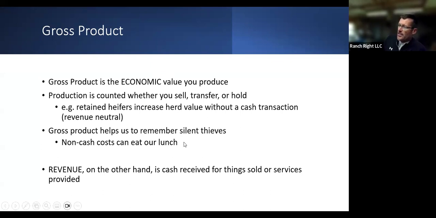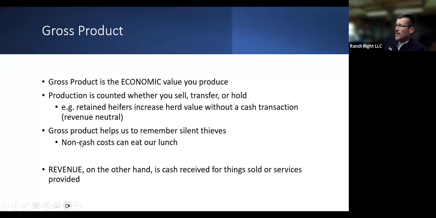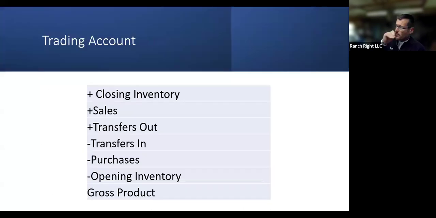Gross product is very important because it helps us remember what we call silent thieves. There are a lot of non-cash costs that can eat our lunch. There are also places where we don't understand how much value we're producing because we don't credit it as a sale. And again, revenue, we've talked about a few times, is actual cash received.